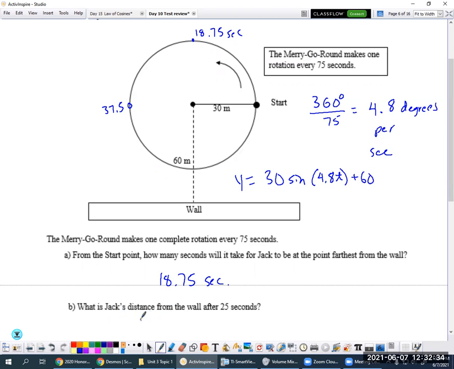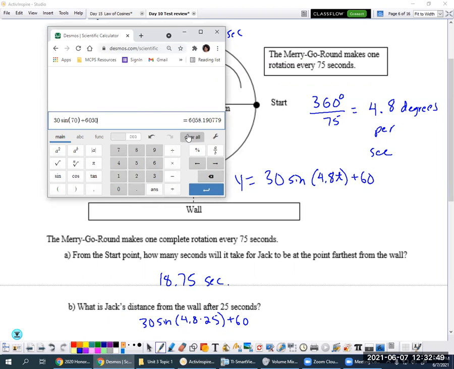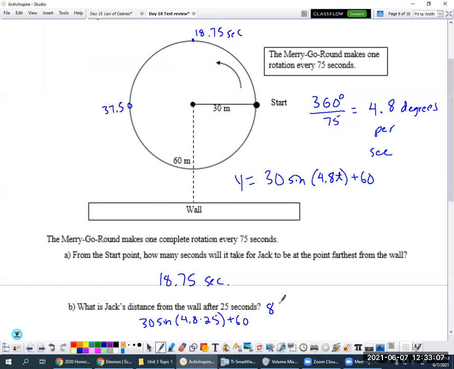So for 25 seconds, I'm just going to go 30 sine of 4.8 times 25, close it, plus 60. Whoops, too quick with the parentheses there. To the nearest, do I have a rounding point here? I don't. I'm just going to go to the nearest hundredth because that's what I did last time. So 85.98 meters.